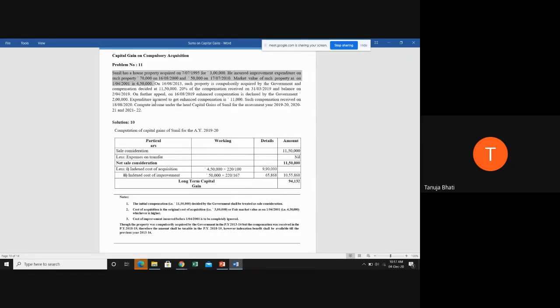So students, we have already seen in our earlier lectures that if any property is acquired before 2001, what is the cost of acquisition we are supposed to take? The cost of acquisition we are supposed to take is actual cost of acquisition, that is 3 lakh, or fair market value of the property as on 1/4/2001, whichever is higher. So your cost of acquisition will be what, students? Will it be 3 lakh or 4,50,000?